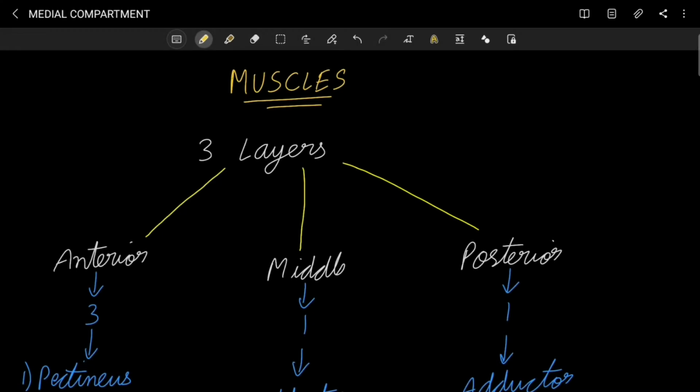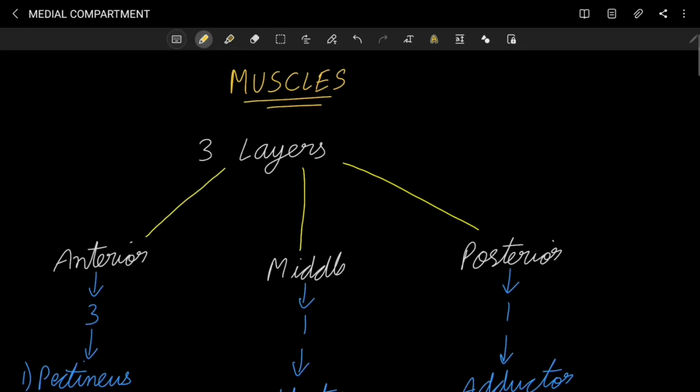Today we'll be covering the medial compartment of the thigh. So yeah, let's begin. Before we begin, this is just going to be an overview session on the medial compartment of the thigh. At the end, you should have a very basic outline understanding of this chapter, so that when you actually start studying, it might be a little easier for you to understand and grasp the content in your textbooks. So let's begin with the muscles of the medial compartment.